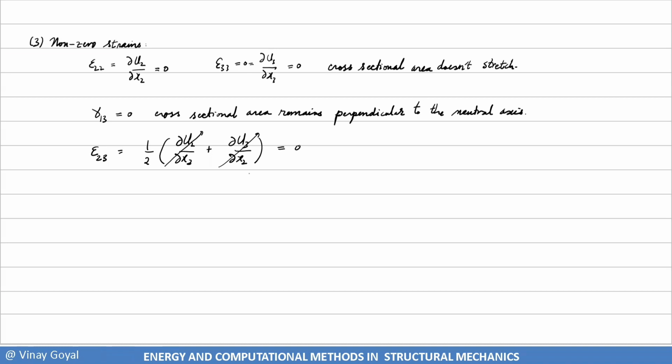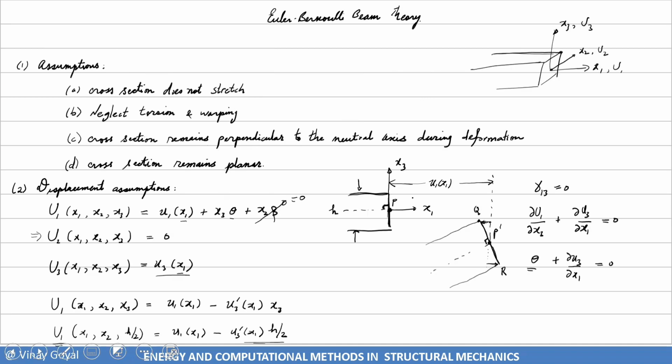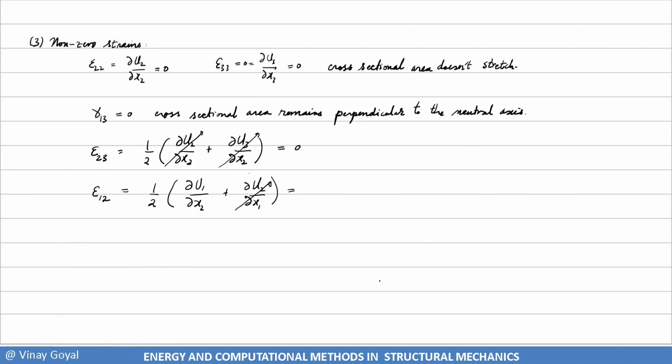the other shear strain you could have, which is epsilon 1,2. So it's 1/2 partial of u1 with respect to x2 plus partial u2 with respect to x1. And note how u2 is 0. We knew that from the displacement assumptions. And u1 does not depend on x2 at all in this theory. So clearly, this is 0.